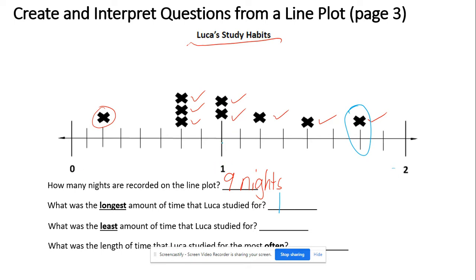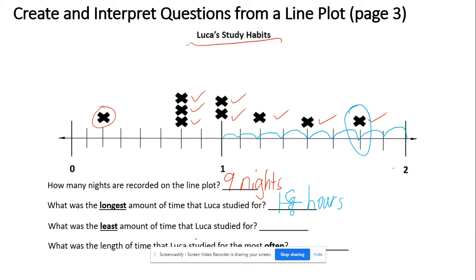And now let's count how many tally marks we have. We're going to jump over 1, 2, 3, 4, 5, 6. So our numerator is 6. And out of a total of, so we're at 6, 7, 8. So he studied, and I'm sorry for my poor handwriting, the longest amount of time that Luca studied for was 1 and 6/8 hours.